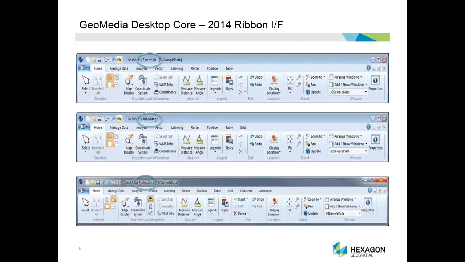Whenever you log in to GeoMedia, depending on the license you choose, and you can dynamically change licensing, so you can go on the fly from Essentials to Advantage to Professional if you're working in an enterprise environment, your menu will then change. It'll show Essentials or Advantage, and it will hide the functionality that you don't actually need.